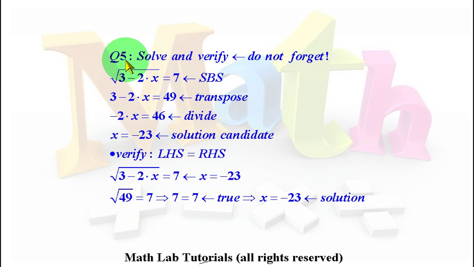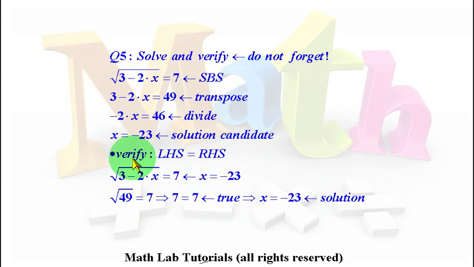Question number 5. Again, solve and verify. Do not forget to verify. We have the square root of 3 minus 2x equals 7. Again, you want to square both sides. When you square the square root on the left, you get the inside, which is 3 minus 2x. When you square 7, you get 49. You move the 3 over to the right-hand side, and you get minus 2x equals 46. And then divide both sides by negative 2, and you get x equals negative 23. And that's our solution candidate.